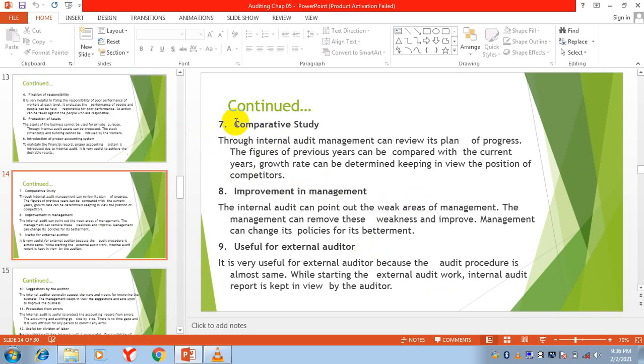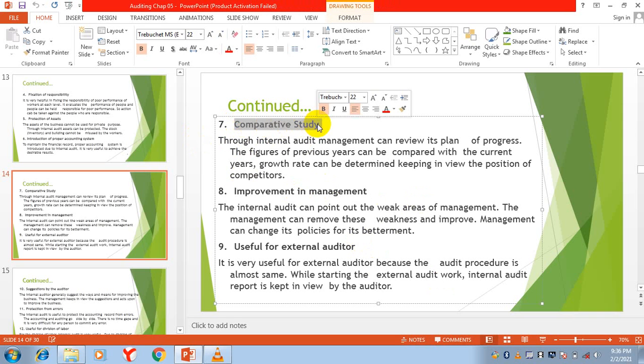Comparative study. In internal audit, you can make comparative studies. What does comparative study mean? Through internal audit, management can review its plan of progress. The figures of previous years can be compared with the current year's. Growth rate can be determined keeping in view the position of competitors.